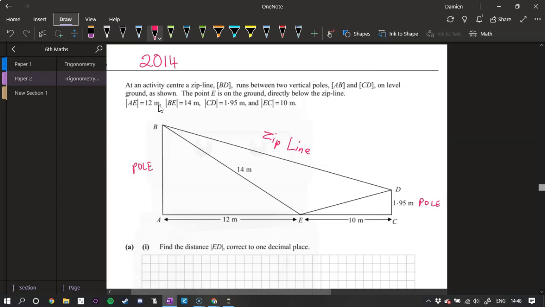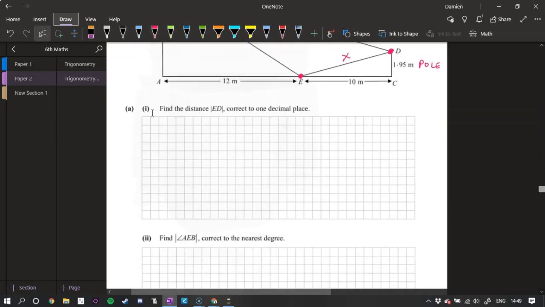It says the point E is on the ground directly below the zip line, and then it gives you some details. So the first question asks us to find the distance ED. So we want to find from here to here. Mark that as x. This is simple enough. It's a right angle triangle, theorem of Pythagoras.